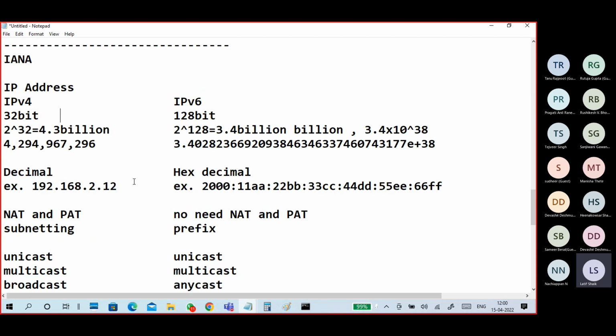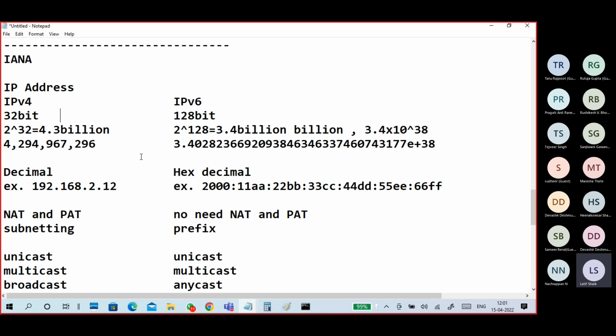If the question comes, what is the difference between IPv4 and IPv6? IPv4 is 32-bit, IPv6 is 128-bit. IPv4 has 4.3 billion IP addresses, 2 to the power of 32. IPv6 is 2 to the power of 128, which is 3.4 into 10 to the power of 38 IP addresses. Very simply, 34 followed by 37 zeros.